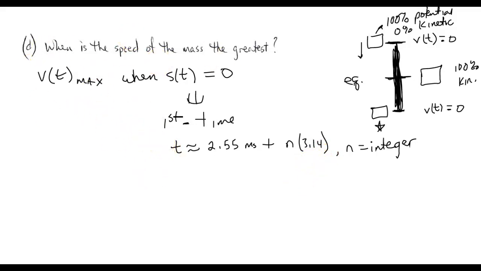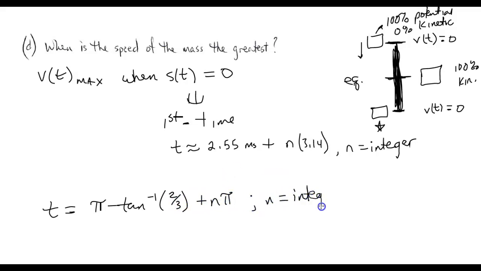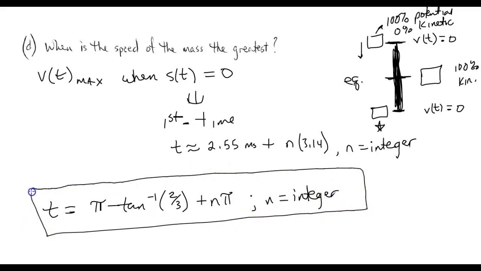Now, of course, if I was doing this in exact terms, I would have to write it like this. So this is exactly all of the times when our mass will pass through equilibrium, or said differently, it will be all the times in which the speed of the mass will be the greatest.